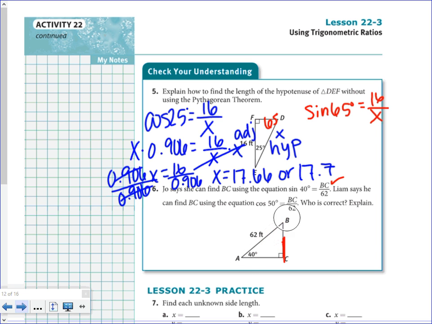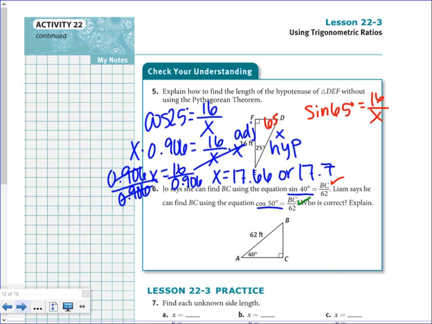Where did this 50 degrees come from? Up here is 50 degrees. And so cosine 50 degrees is adjacent. Well, this is adjacent, and this is hypotenuse. BC over 62 works there. So who is correct? They both are. Both of those work. So it doesn't matter which one you pick. You could do either one. You may have also noticed those two angles, 40 and 50, are complementary. And the sine and the cosine of complementary angles are going to be the same. So you may have noticed that right off the bat. And if so, that's fine. That could be your explanation.